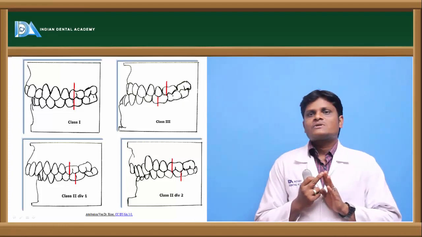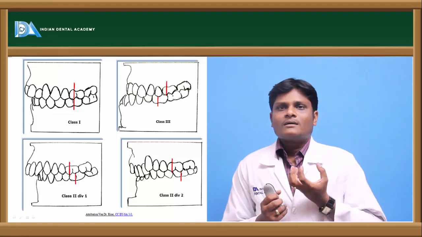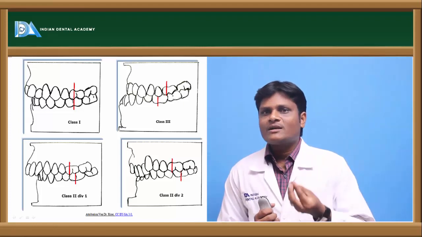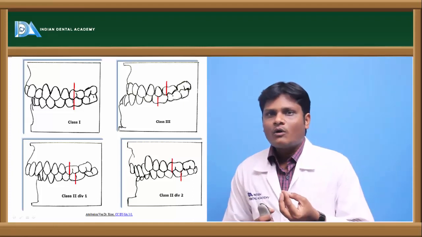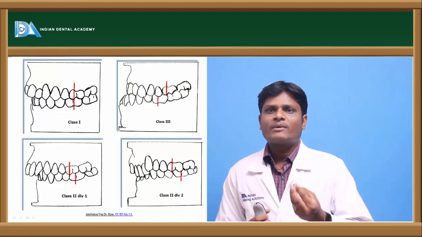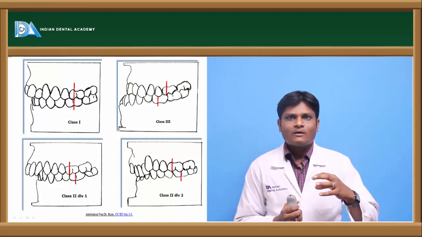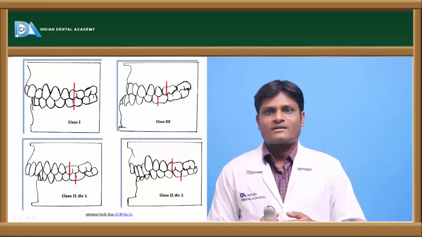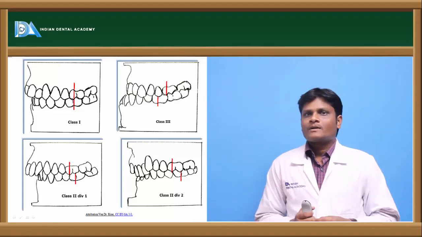A class 1 malocclusion is a malocclusion where the mesiobuccal cusp of maxillary first permanent molar occludes with the mesiobuccal groove of mandibular first permanent molar with presence of either rotations, crowdings, or any kind of tooth malpositioning in the rest of the dental arches. This is Angle's class 1 malocclusion.